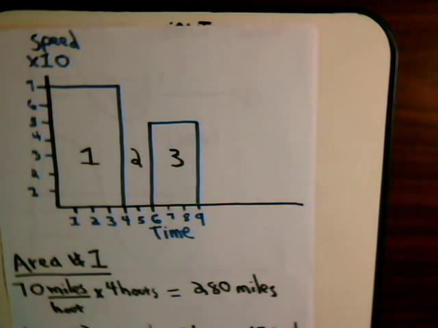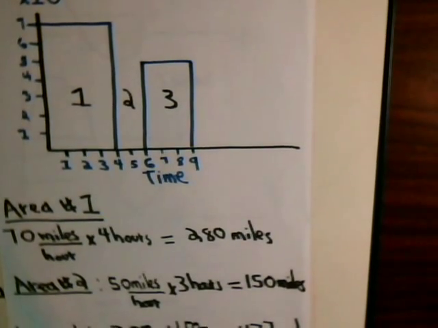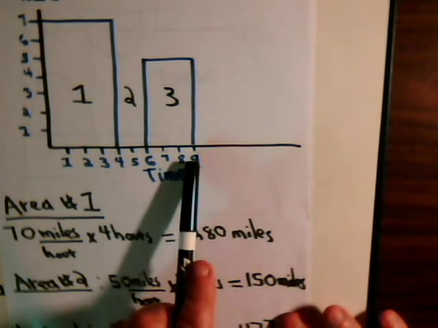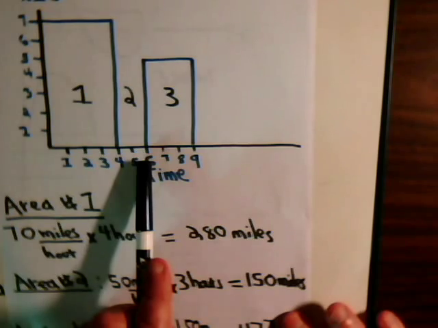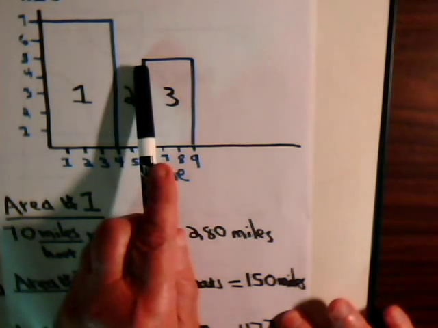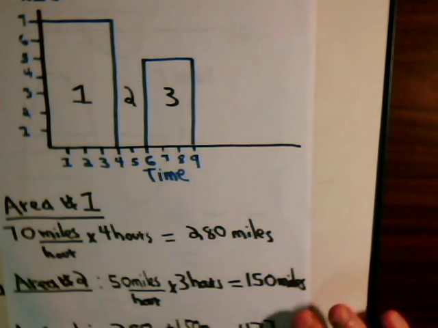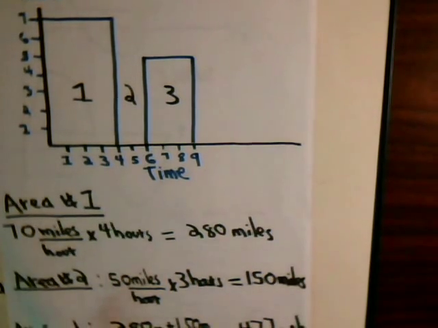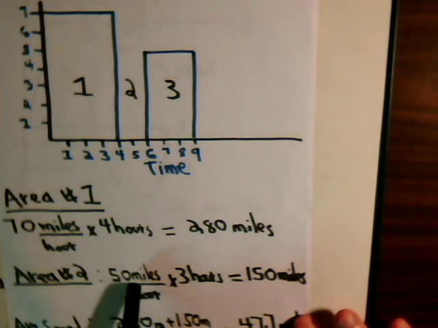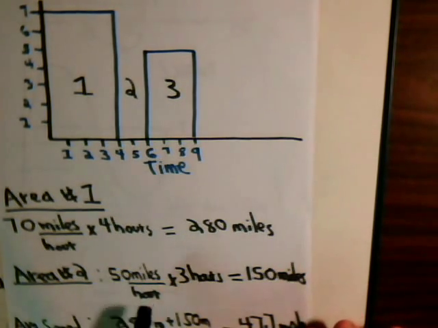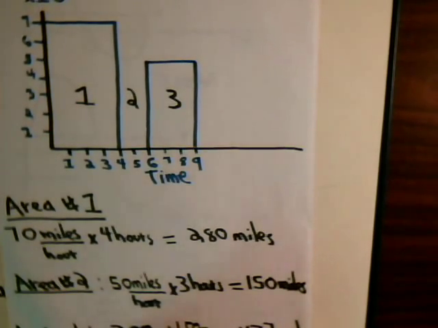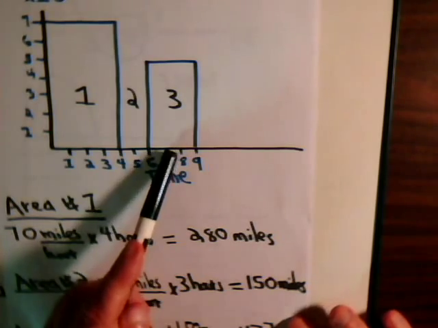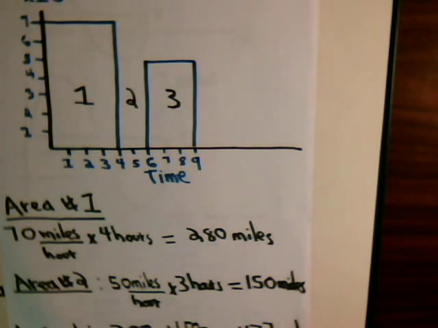Then, for our second rectangle, it has a base of 3 hours, times a height of 50 miles an hour. So if we get its area by multiplying the base by the height, we have 3 hours times 50 miles an hour. That's 150 miles. So this rectangle, its area represents the total miles traveled from 6 o'clock to 9 o'clock.